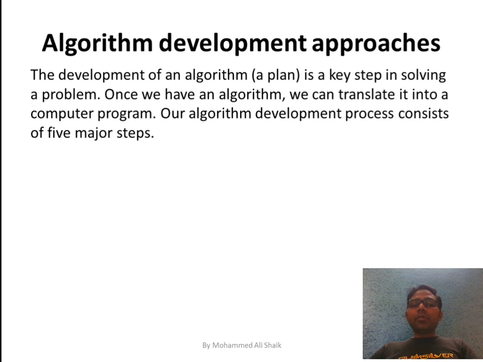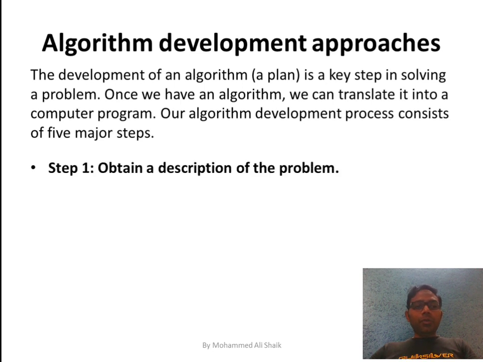Our algorithm development process consists of 5 major steps. Let us see step 1. Obtain a description of the problem. What you want to do in this algorithm. You need to have the description. Let us say you are going to perform addition of two numbers. You need to have the description like you are going to perform addition on those two numbers.